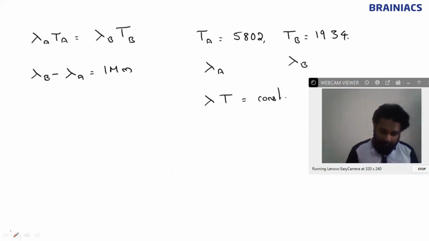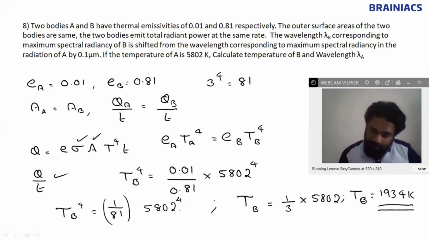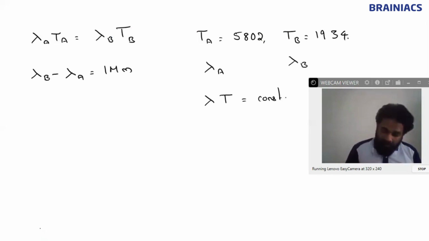Can I write like that? See, they have given that the wavelength lambda B corresponding to maximum spectral density of B is shifted from the wavelength corresponding to maximum spectral density in the radiation of A by 0.1 micrometer. So I have written like this.